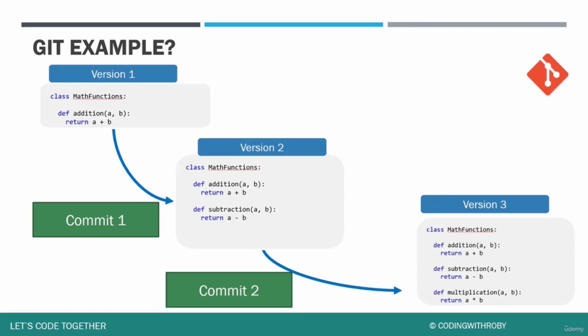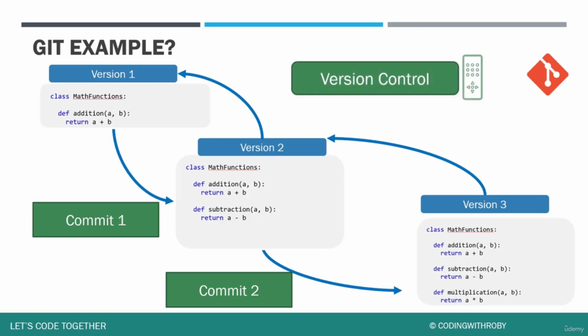Now, what is special about having Git in version control is the fact that we can go to any version of our code. We can go back from version 3 to version 2, or we can even go back all the way to version 1. This is all handled within version control and Git.